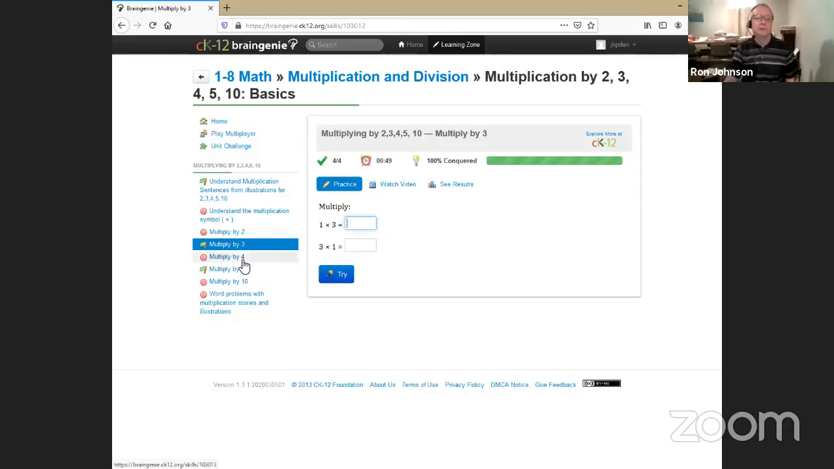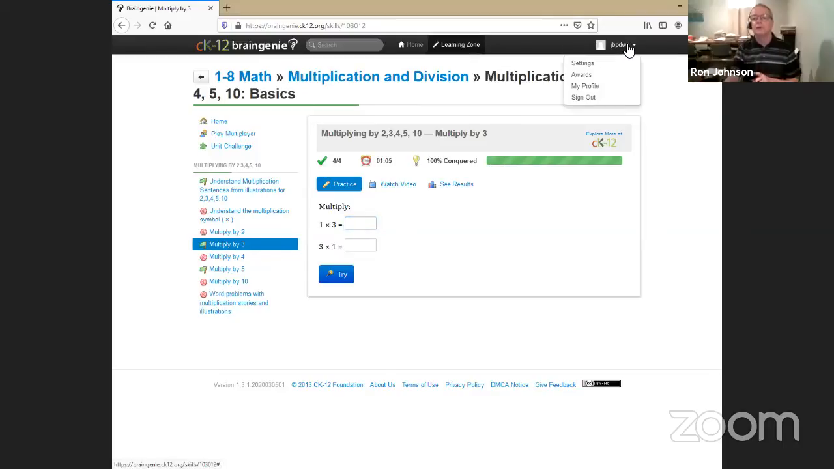Obviously, if you went on to the next skill, I think multiply by 4 was going to come up next. So it would go on to that, and you could continue from there. So that's just a little view of what you can do. But also, I should mention, you can go up to the top here at Learning Zone.